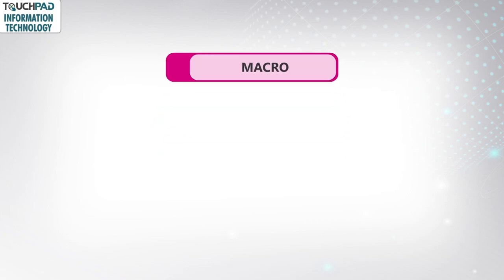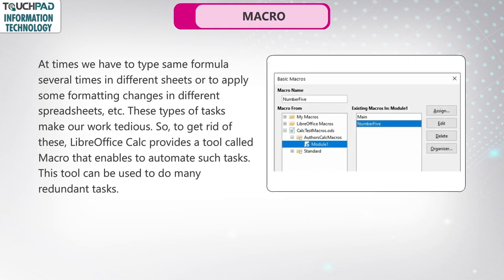Macro. At times, we have to type the same formula several times in different sheets or to apply some formatting changes in different spreadsheets, etc. These types of tasks make our work tedious. So, to get rid of these, LibreOffice Calc provides a tool called Macro that enables us to automate such tasks. This tool can be used to do many redundant tasks.